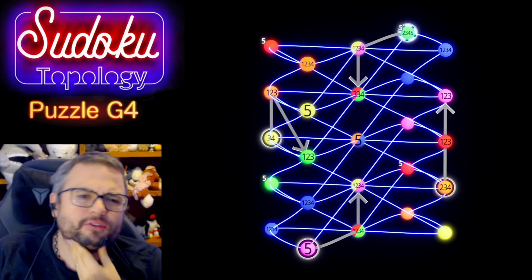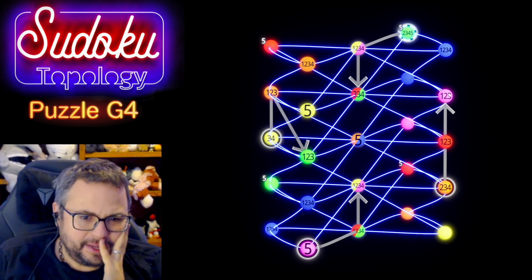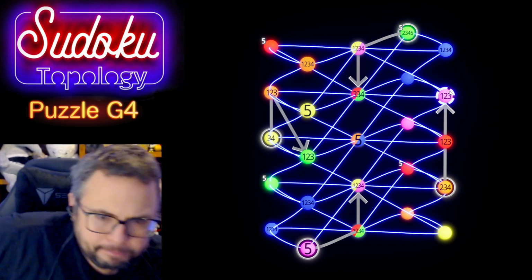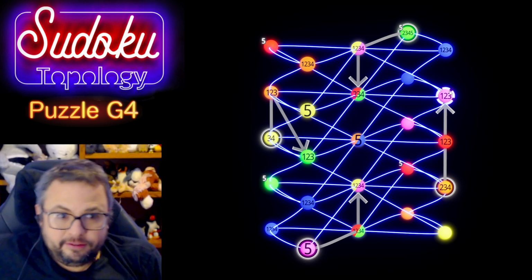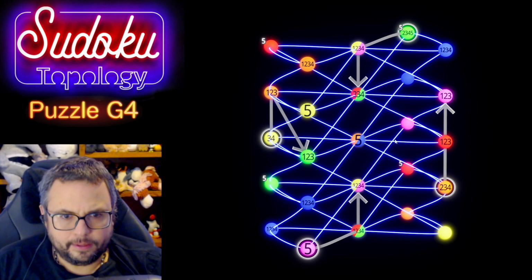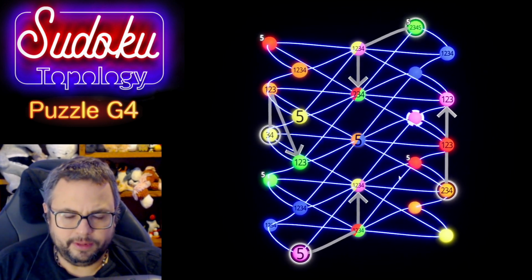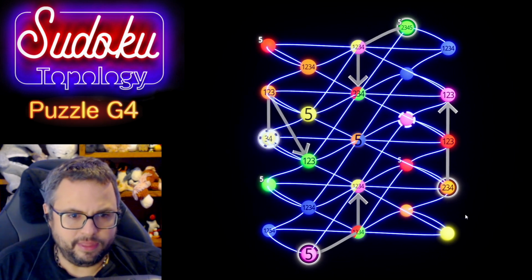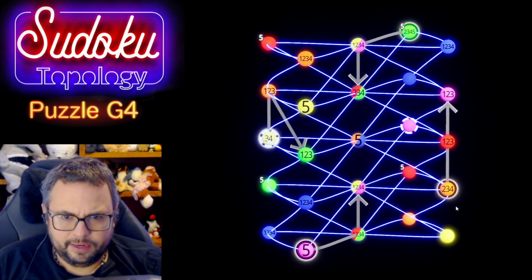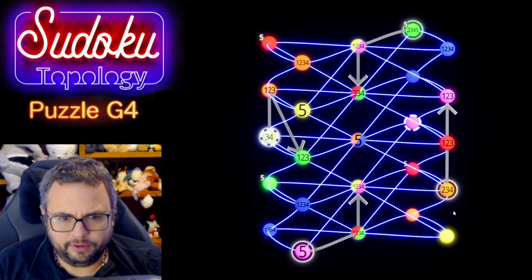I really want this to also be 5, but I can't even figure out what that would do. I do know that this pink is small. I guess I know the 4 in this row is in one of 2 places. It's either there or there, which I don't think does me any sort of immediate good.